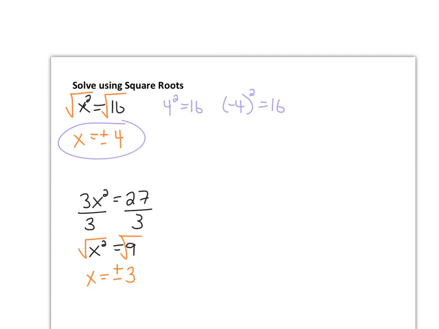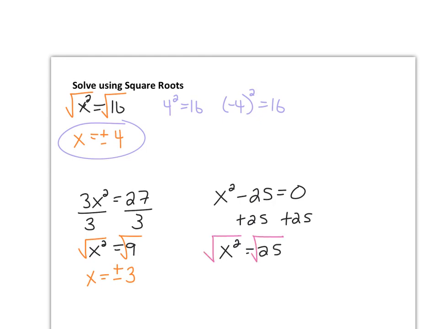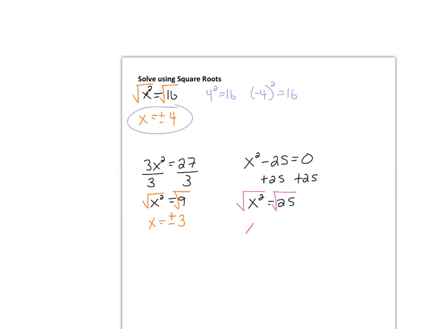All right, last type of example here. x squared minus 25 equals 0. Again, first step, add 25 to both sides. x squared equals 25. Now I can take the square root of both sides. Square root of x squared is x. Square root of 25 is 5. And don't forget my plus and minus, because I need those two solutions there.